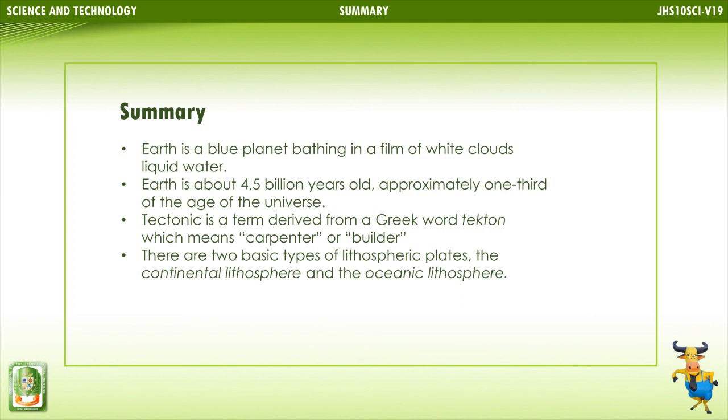And for the summary, Earth is a small blue planet bathing in a film of white clouds and liquid water. Earth is about 4.5 billion years old, approximately one-third of the age of the universe. Tectonic is a term derived from a Greek word tekton, which means carpenter or builder. There are two basic types of lithospheric plates, the continental lithosphere and the oceanic lithosphere.